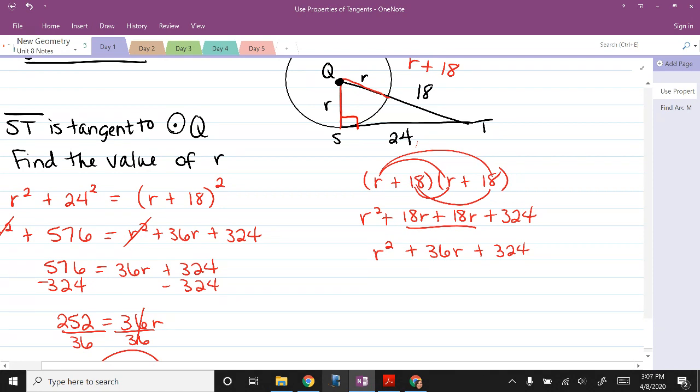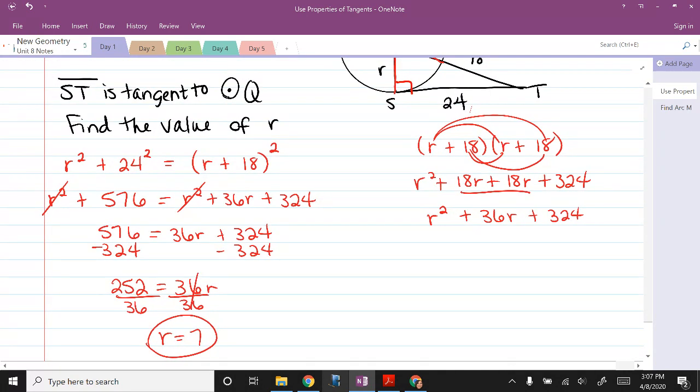So that's how you do that. Those are a little bit long, but there's not very many of those on your worksheet.